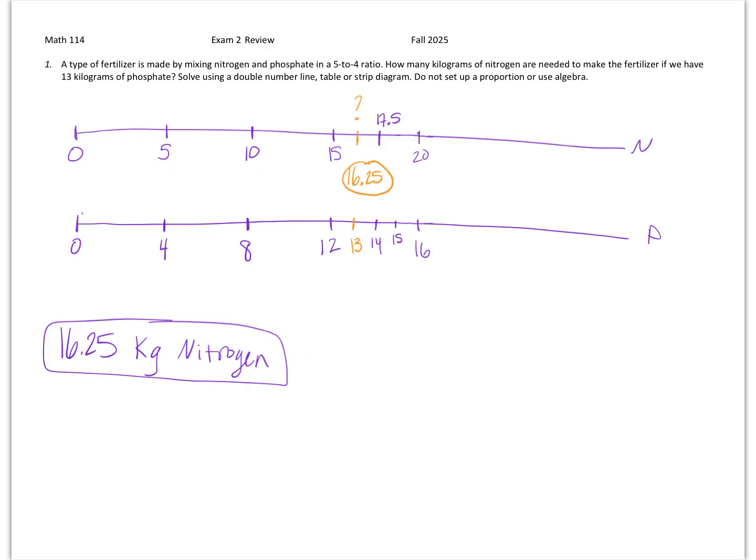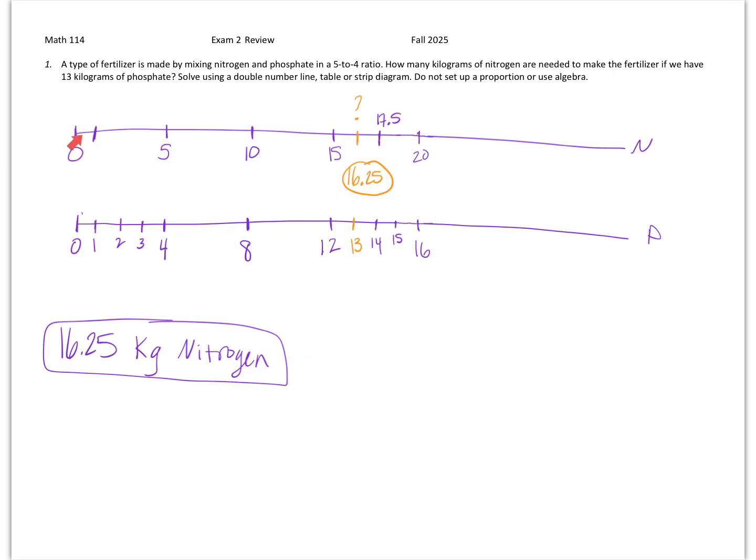Another way to solve this, still using the double number line, is to figure out what corresponds to 1 kilogram of phosphate. So if I know how much nitrogen pairs with 1 kilogram of phosphate, then I can just multiply by 13. So I'm going to just look at this beginning part of my number line from 0 to 4, and I would like to know 1. So I'm going to break it into 4 equal parts. So 1, 2, 3, right? And then I want to know what the corresponding tick mark is on the nitrogen number line for 1.